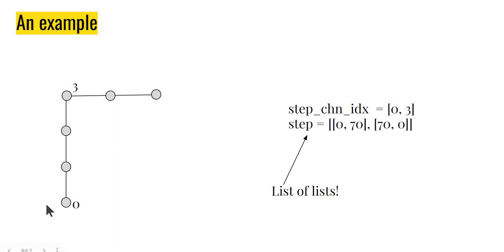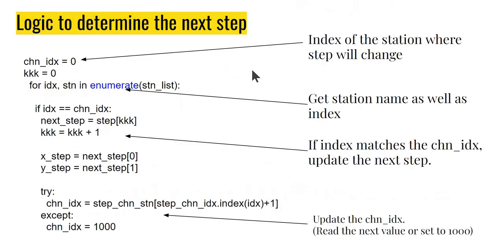For example, at station number 0, 1, 2, in this case, the separation will be 0, 70. For station number 3, 4, and beyond, separation will be 70, 0. Now I can have many more turns, and this whole logic should just keep working. How do we do this?